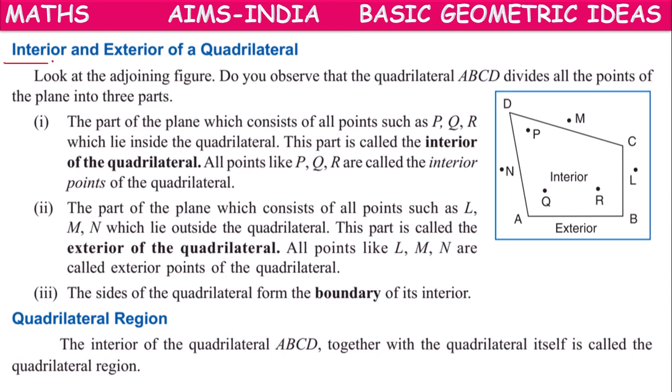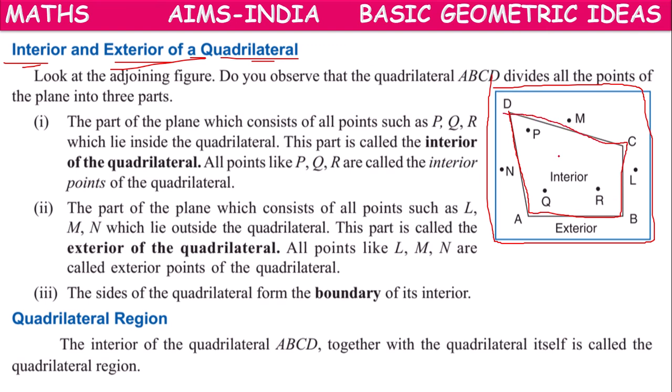Next one. Interior and exterior of a quadrilateral. So, in a plane, if you draw a quadrilateral, it divides the plane into two parts. First part interior, second part exterior, third part the quadrilateral itself, the boundary. So in a plane, if you draw a quadrilateral, it divides the plane into three parts.